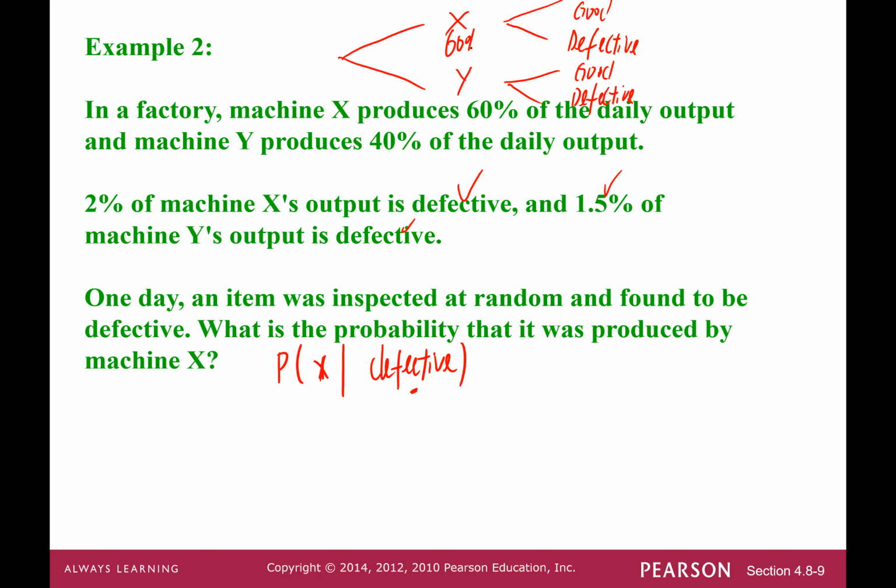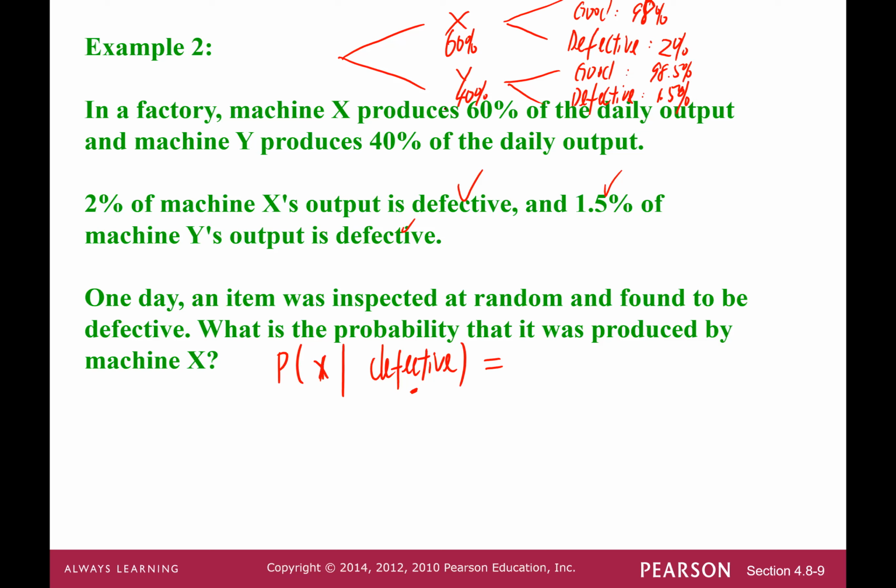We know that machine X produces 60%, machine Y produces 40%. For machine X, there is a 2% defective rate. So it means 98% of them are good items. Okay, for machine Y, the defective rate is 1.5%. So the good ones will be 98.5%. Okay, so that's the breakdown.